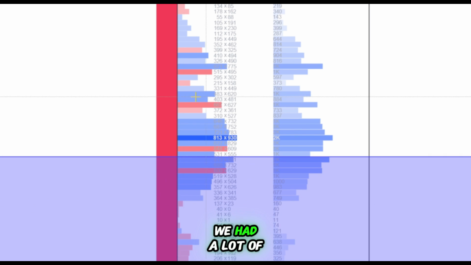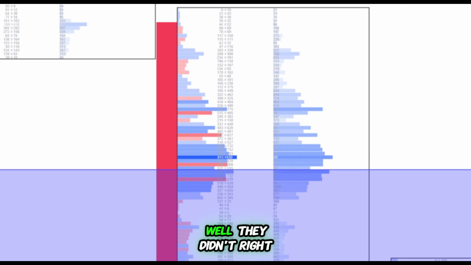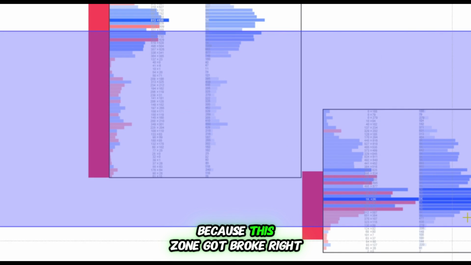Now, as we come into this area, one thing I find fascinating is that as we came into here, we had a lot of blue delta. Now, when we see blue delta, the blue delta is positive delta. So these are aggressive buyers that are trying to drive price up. But did they succeed? Did those aggressive buyers succeed? Well, they didn't, because this zone got broken.